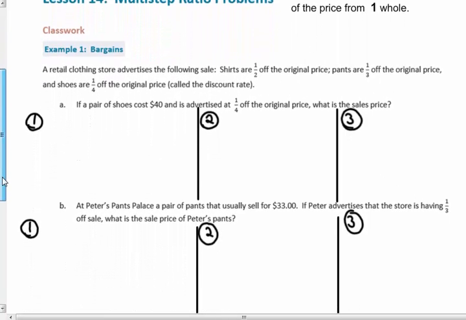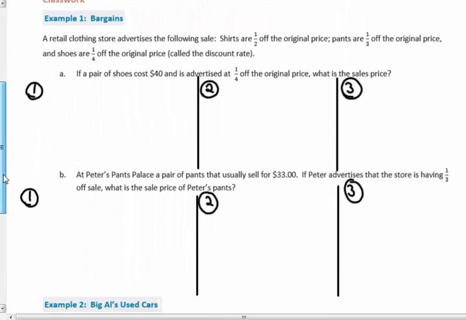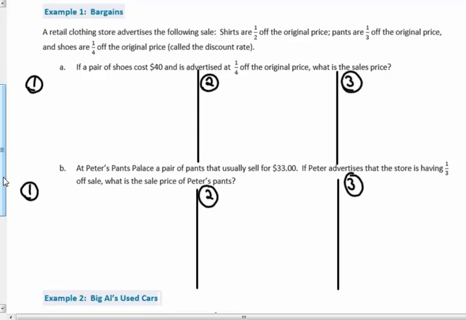So, bargains. A retail clothing store advertises the following sale. Shirts are half off the original price, pants are 1/3 off the original price, and shoes are 1/4 off the original price. It's called the discount. You're going to save a quarter. You're going to save a third on pants. You're going to save a half on shirts. It's also called the discount rate in the real world, so you may hear that terminology as well. And as we go on with percents, you'll hear that even a little bit more. But for this lesson, we're going to talk about how much off is something.